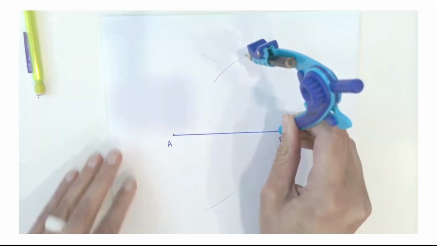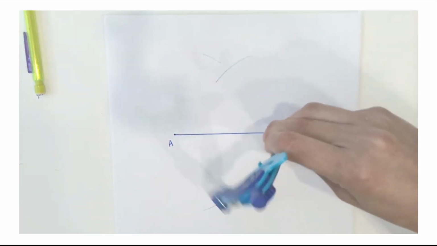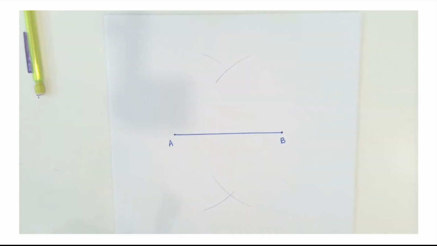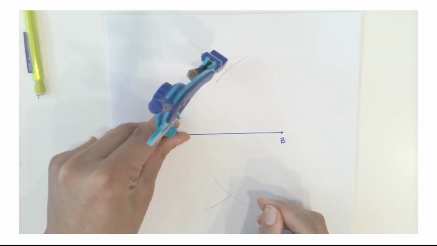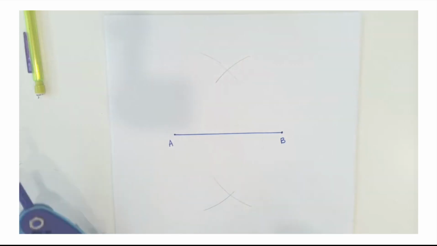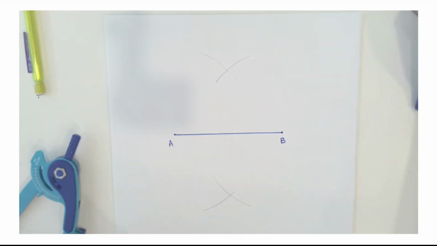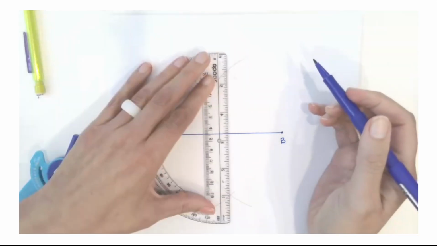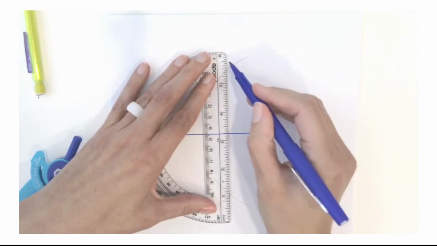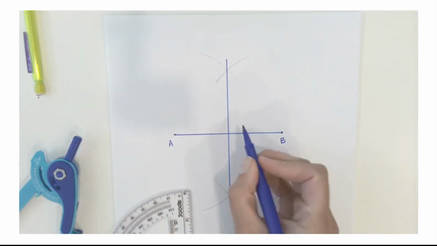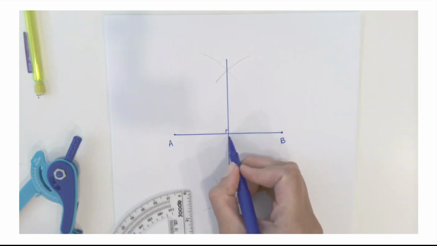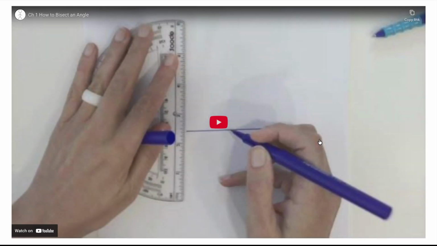Then you're going to grab this, keeping it at the same distance. Cross that. Oh, the top one didn't quite do it, so let's do it again. We gotta go a little lower. There we go. Then we take our ruler and we line that up. And now we have bisected our line segment, and we have nice 90-degree angles.